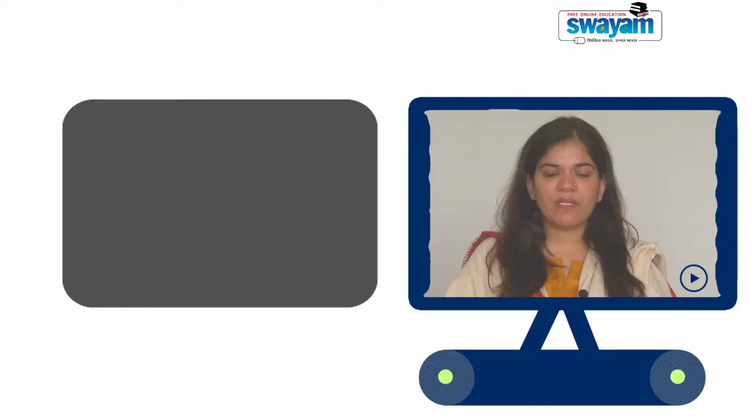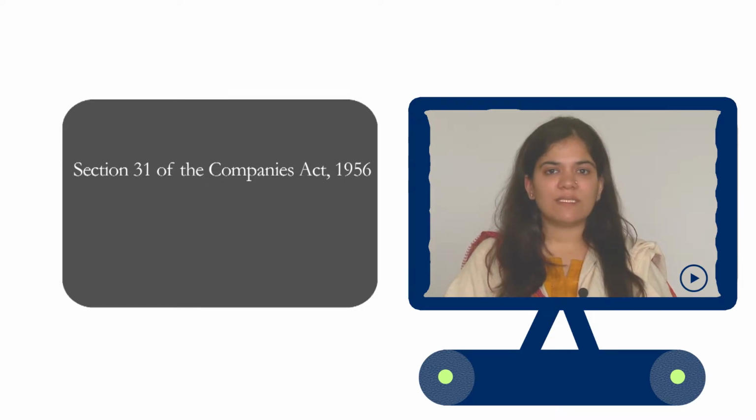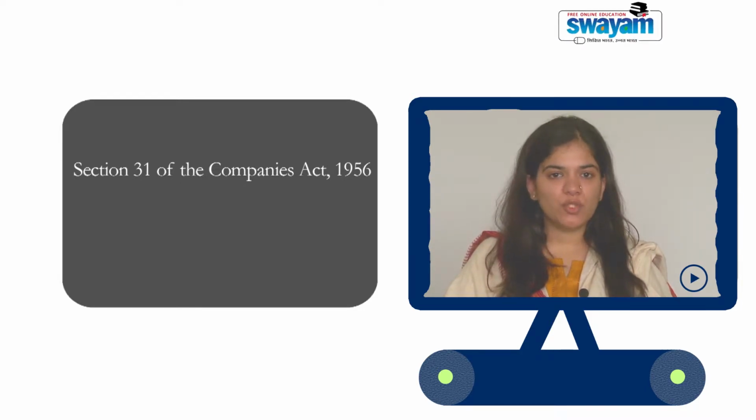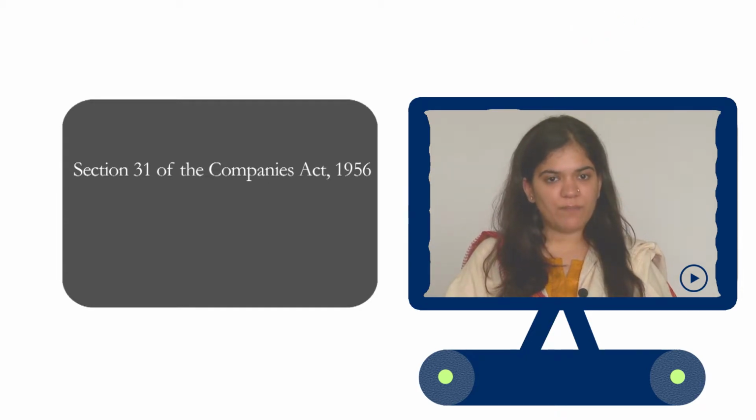Now, how can alteration of articles of a company be done? Section 31 of the Companies Act 1956 grants power to every company to alter its articles whenever it desires by passing a special resolution and filing a copy of the altered articles with the registrar. In case of a conversion of a public company into a private company, alteration in the articles would only be effective after the approval of the central government. The power is now vested with the registrar of companies.